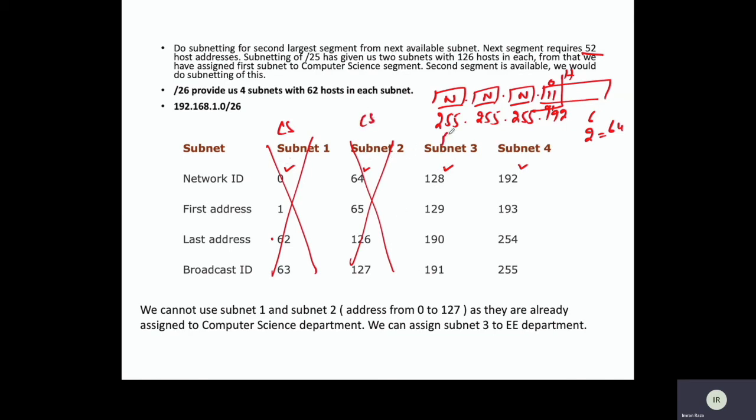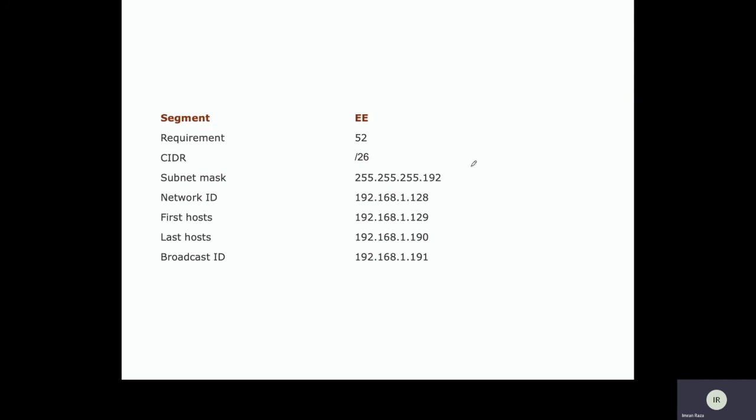Yes, I can assign this third subnet to doubly. How many nodes are there? There can be 64. What is the requirement of doubly? 52 nodes, right? So I'll assign this third subnet to electrical engineering department, right? So if I again look at the summary, what was the requirement of doubly?